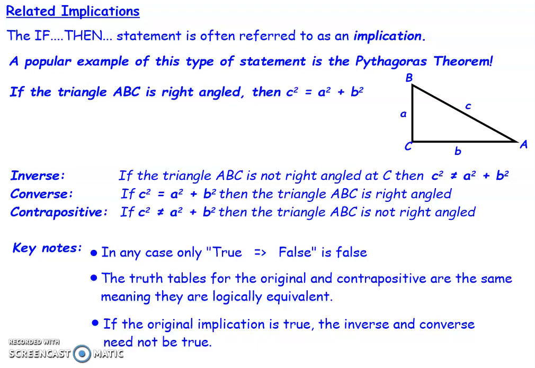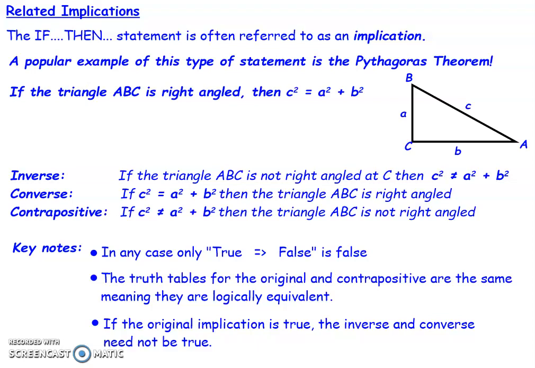And we could look at the contrapositive, which is looking at it from a totally different perspective. And in this case, the contrapositive would be if c squared does not equal a squared plus b squared, then the triangle ABC is not right-angled. So it's essentially looking at a different perspective but using the inverse statement to get where we're looking at it from.